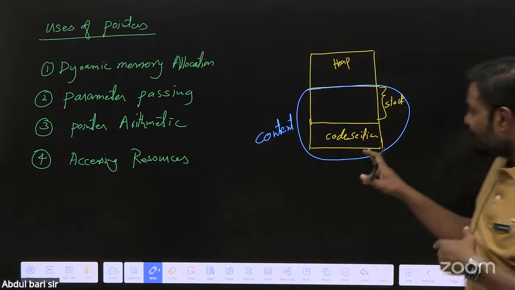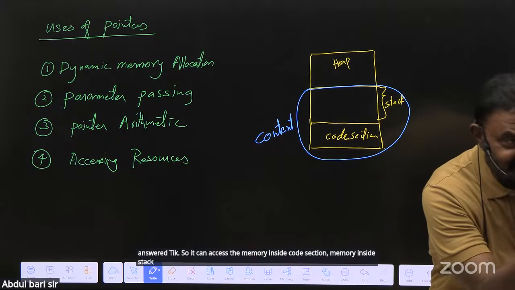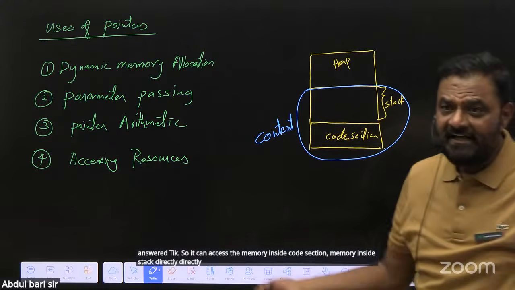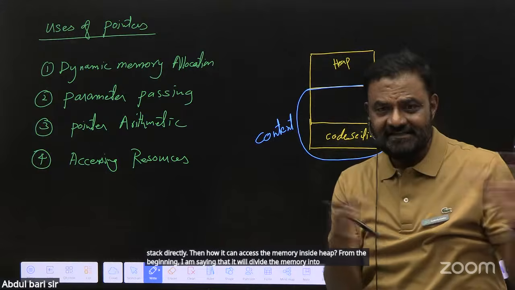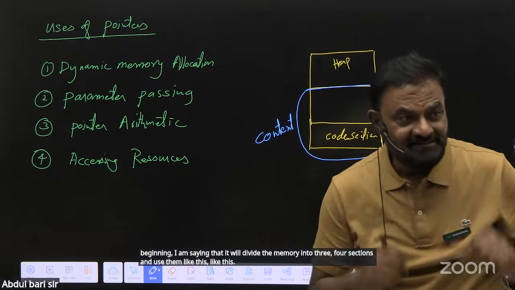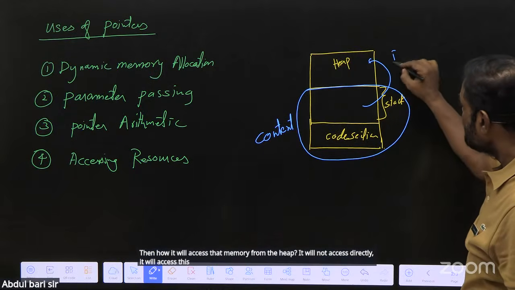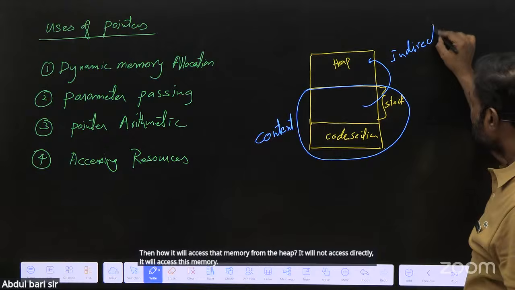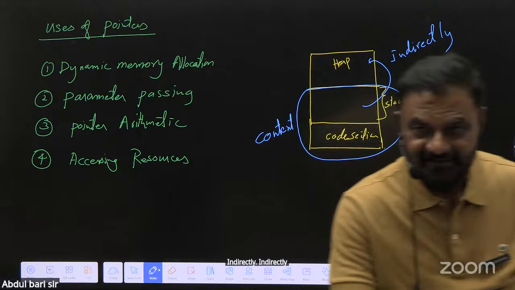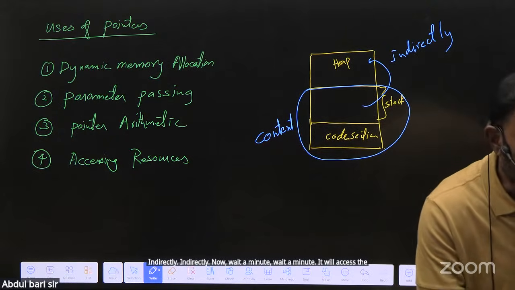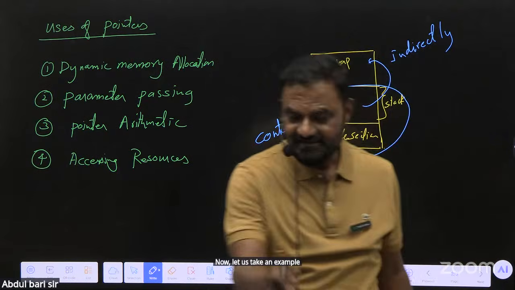So it can access the memory inside the code section and the memory inside the stack directly. Directly. Then how can it access the memory inside the heap? From the beginning, I am saying that it will divide the memory into three, four sections and use them like this. Then how will it access that memory from the heap? It will not access it directly. It will access this memory indirectly. It will access the memory indirectly. All right. Now, let us take an example.